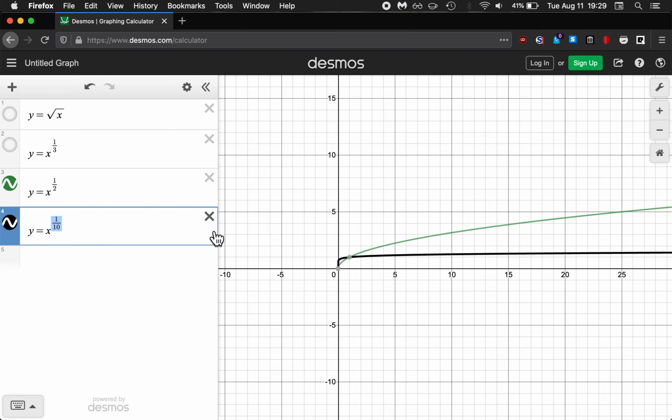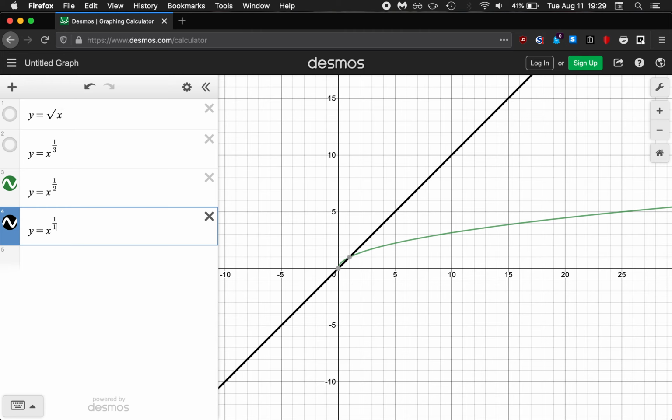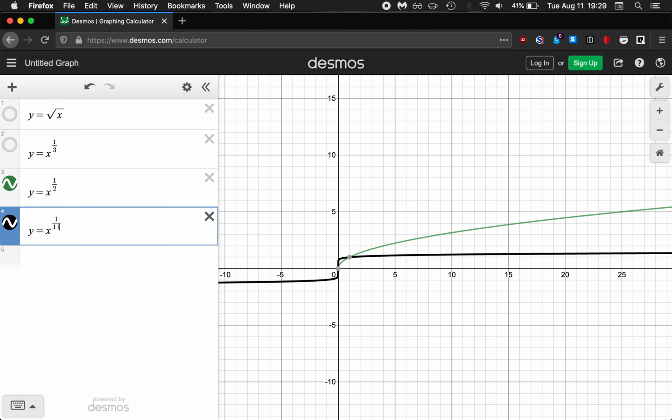If I bump this 10 up to something odd, let's make it 11, now that I've chosen an odd root that I'm taking, negative numbers are fair game.